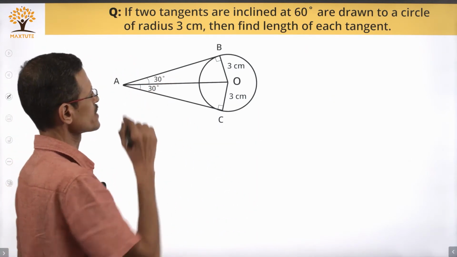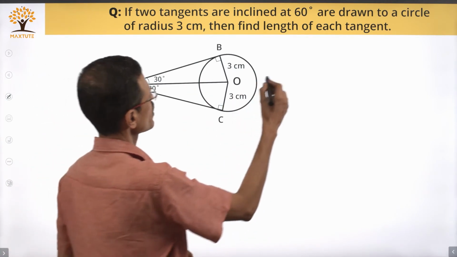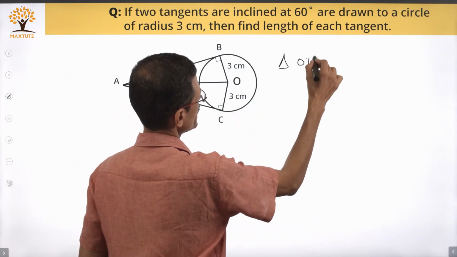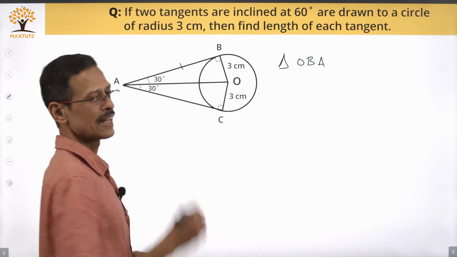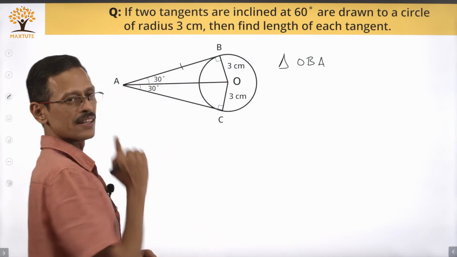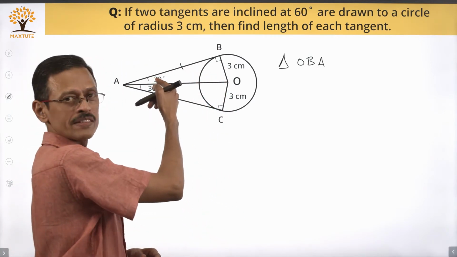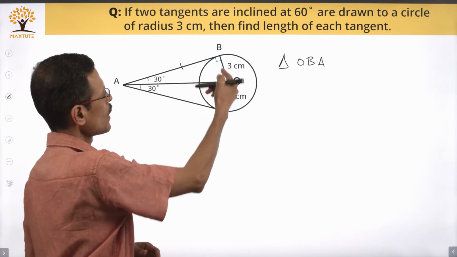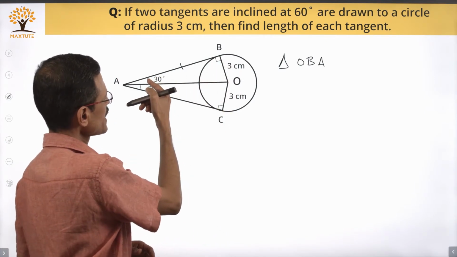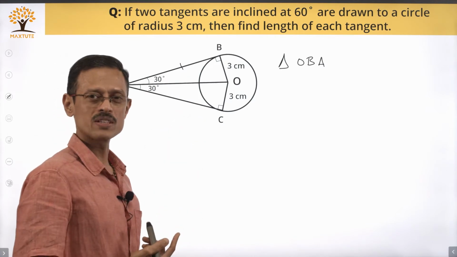So we know these two angles are 30 degrees and 30 degrees. I'm going to focus on right triangle OBA, right? We're interested in finding out the length AB. We know angle 30 degrees. In a right triangle, one of the angles is known. We know one side, which is OB. To this angle of 30 degrees, OB is the opposite side.